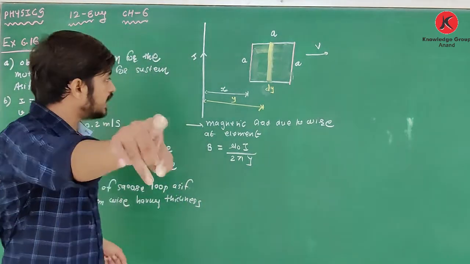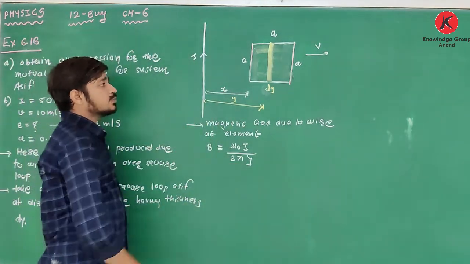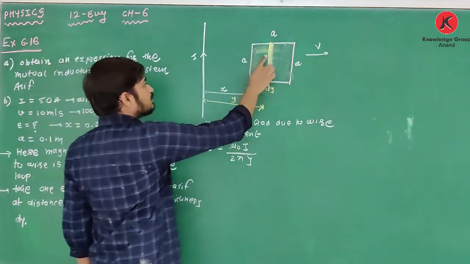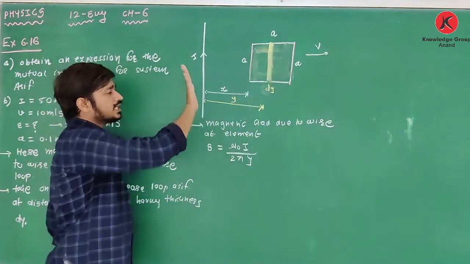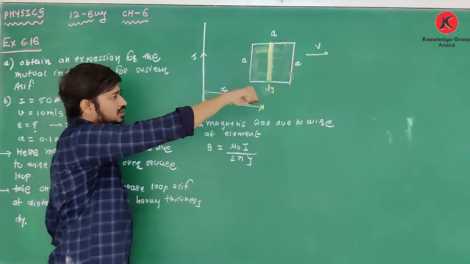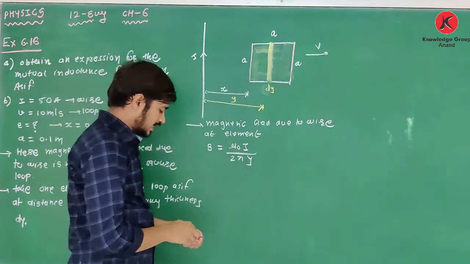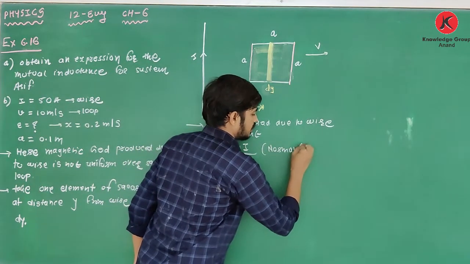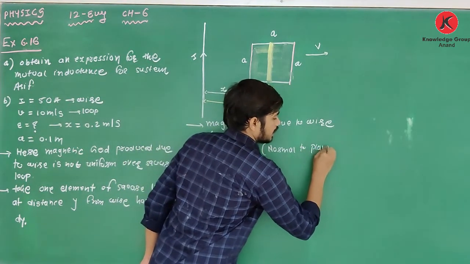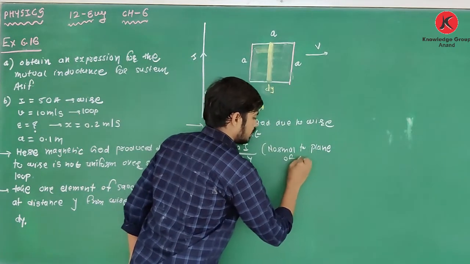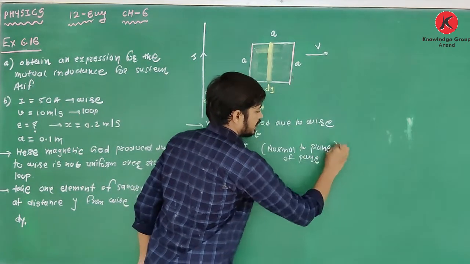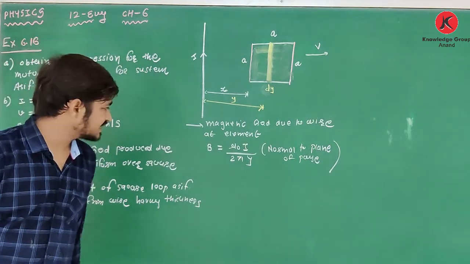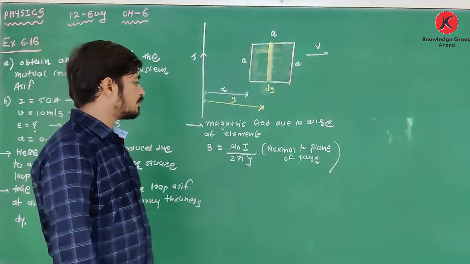Yes, you have to indicate the direction. Current is going in the upward direction. Yes or no? As this element is in this direction, current is in this direction, so the magnetic field is normally inward. The magnetic field is normal to the plane of the page. Clear about this? Yes. B is equal to mu 0 I upon 2 pi y.